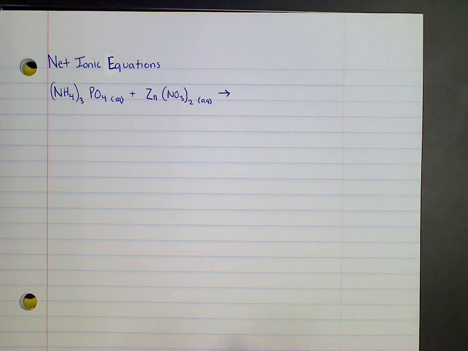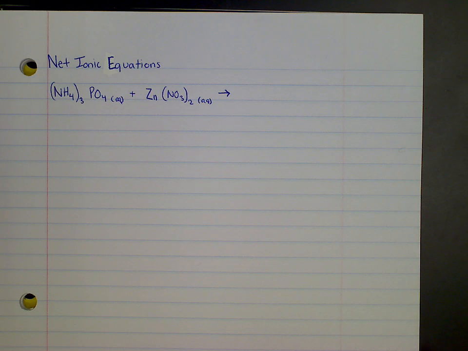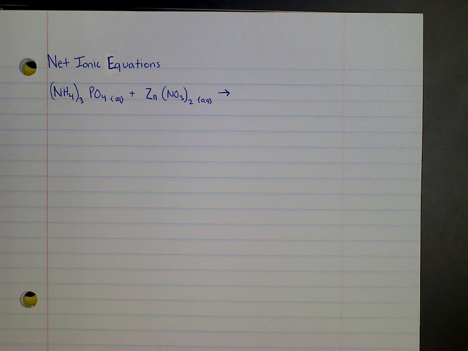We're going to combine them and then figure out if we have a precipitate that is going to form, and then we can write the complete and then net ionic equation for it.